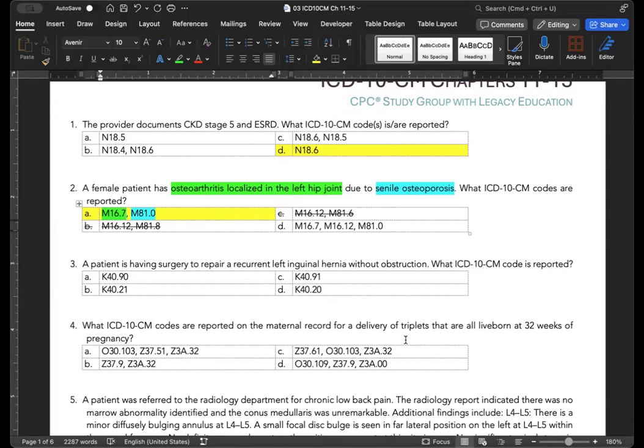Okay. Let's do number 3. A patient is having surgery to repair a recurrent left inguinal hernia without obstruction. From a testing perspective, even though we don't have two answers that have the exact same codes, we have two that are very close to each other, and two that are close, and then two that are close. So let's go to K40.20 and K40.21.